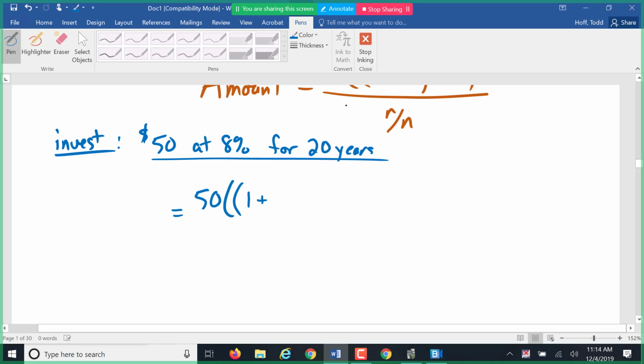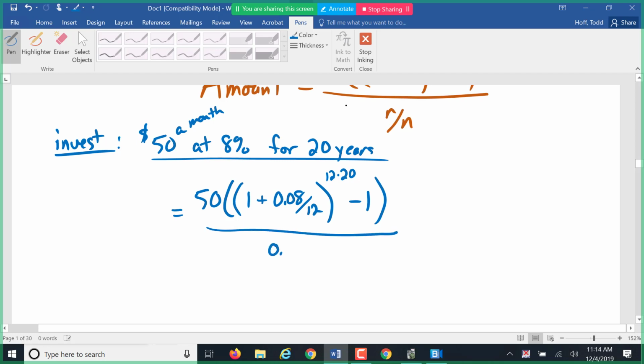1 plus 8% is going to be written as 0.08. It's per month. That's $50 a month, so this is going to be compounded monthly, so divided by 12. To the power of 12, because it's monthly, times 20 years, minus 1, we'll close the parentheses there. Then this is going to be divided by that 0.08 over 12.